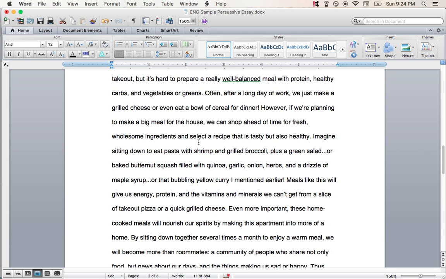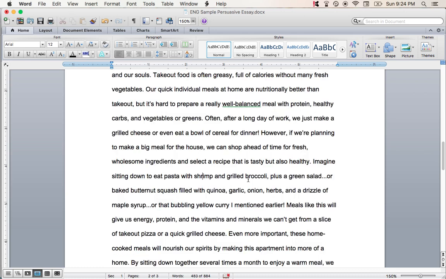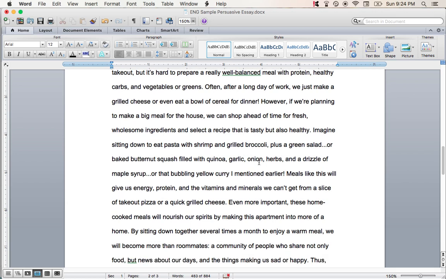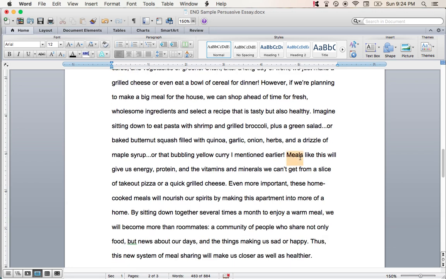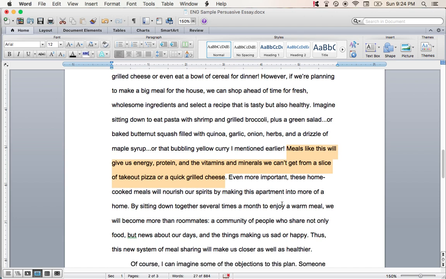Doesn't that pasta with shrimp or the curry, doesn't that sound better than a bowl of cereal or some takeout pizza? Meals like this will give us energy, protein, and the vitamins and minerals we can't get from a slice of takeout pizza or a quick grilled cheese, right? A little bit of nutrition science to remind us what a well-balanced meal involves.